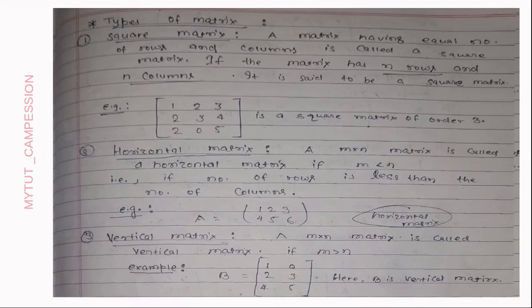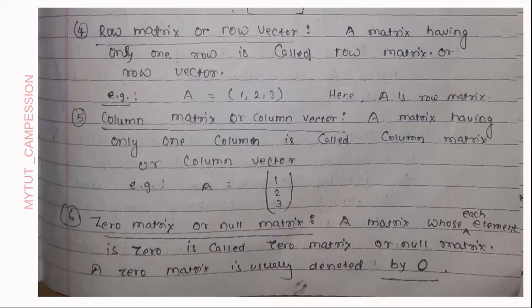Now we will discuss another type of matrix, the row matrix or row vector. A matrix having only one row is called a row matrix or row vector. A row matrix is also known as a row vector. Those matrices that have only one row, we say that this is a row matrix.